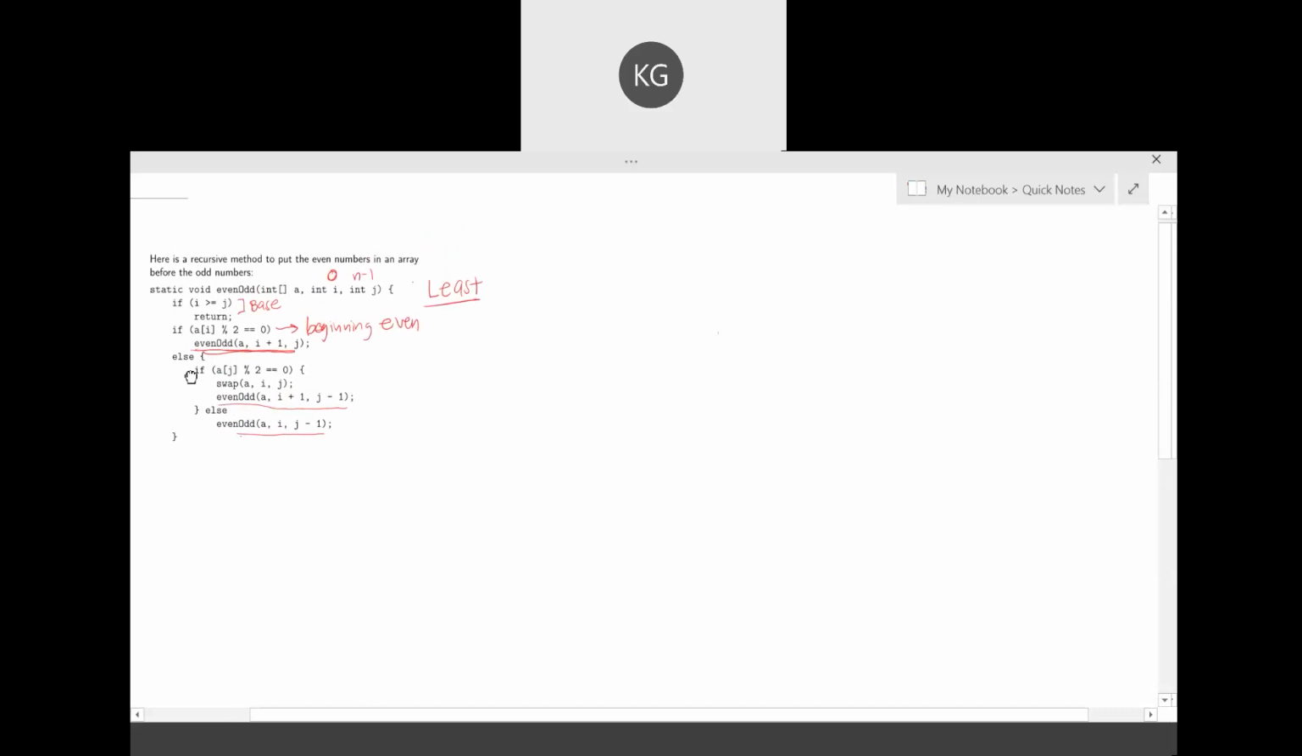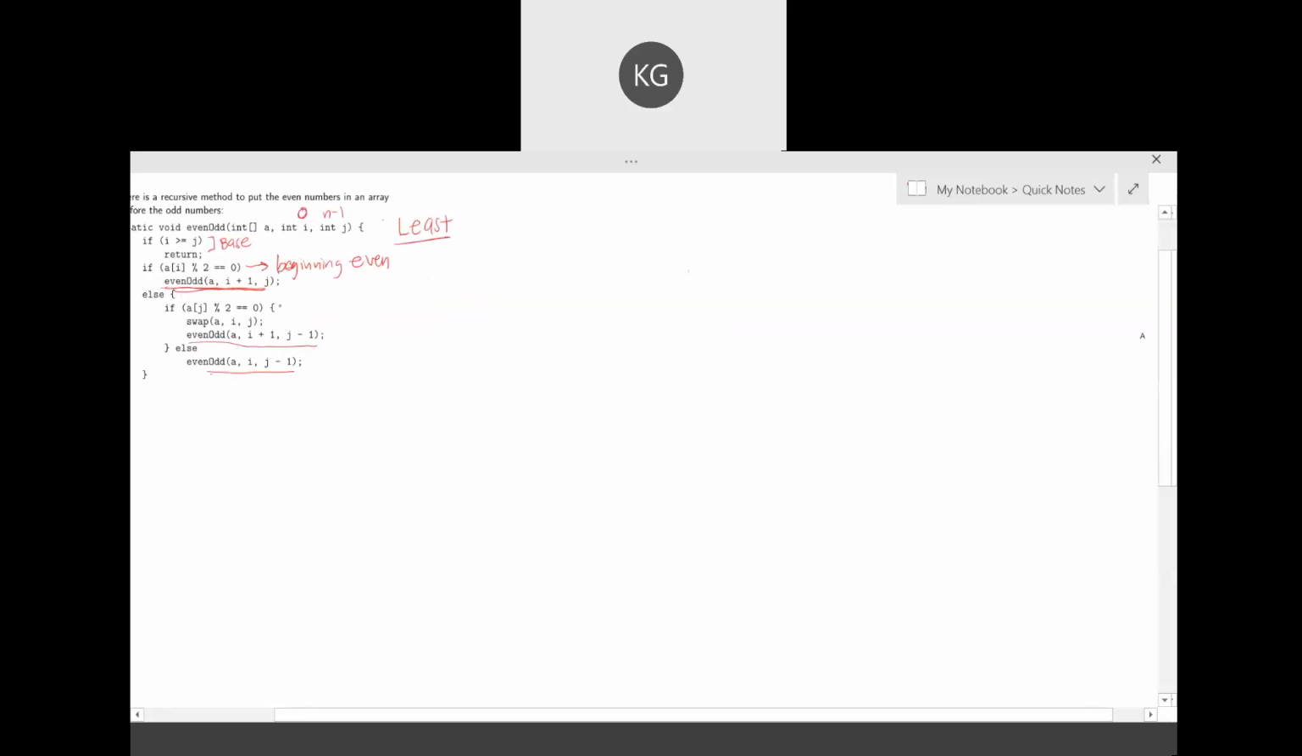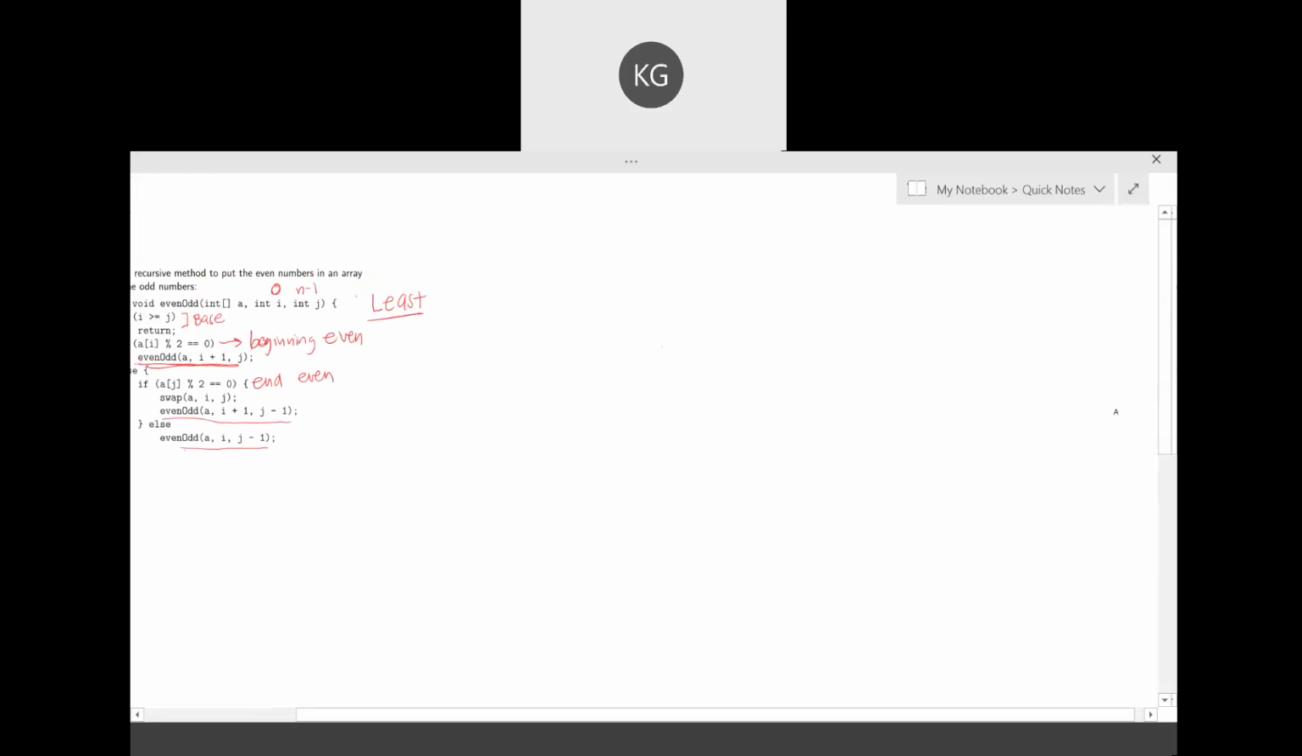All right, how about this else if statement? If it says a of j modulus 2 is equal to 0, what does that statement mean? The end of the array being even. And then finally, the else statement would be the end being odd, right?